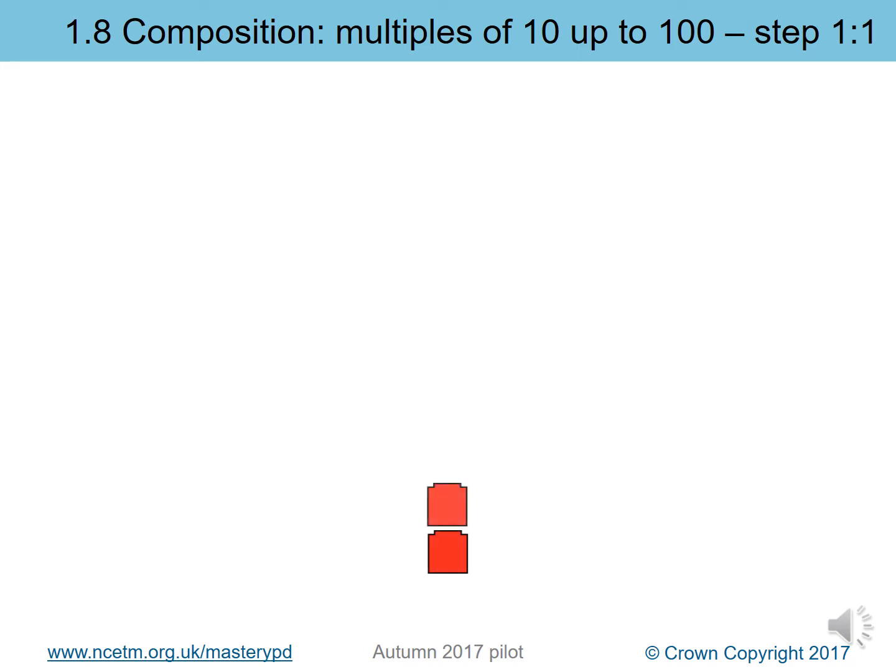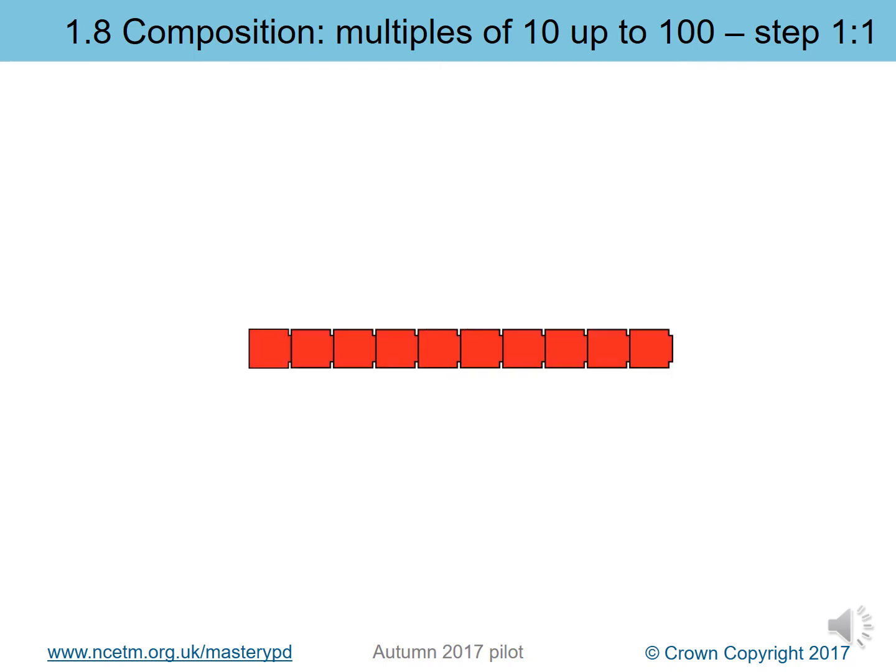So here we have some cubes, and if we count them, we've got 1, 2, 3, 4, 5, 6, 7, 8, 9, 10. We've got 10 cubes. So we can have them as 10 ones. But if we put them together, it's a 10. So a 10 is made up of 10 ones. So we can either say that it's 1 10 or 10 ones.